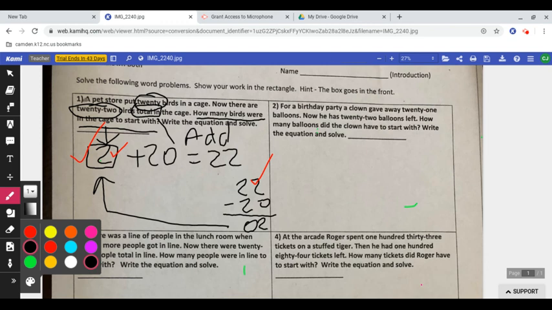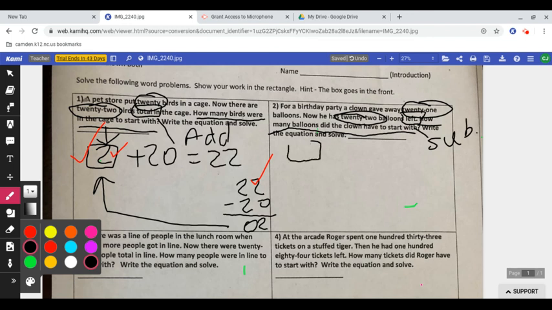So I'm going to start out with C, circle my key numbers, which are 21 and 22. Then I'm going to underline my question. How many balloons did the clown have to start with? Then I'm going to box in my action word, which is left, which means you need to subtract in your equation.